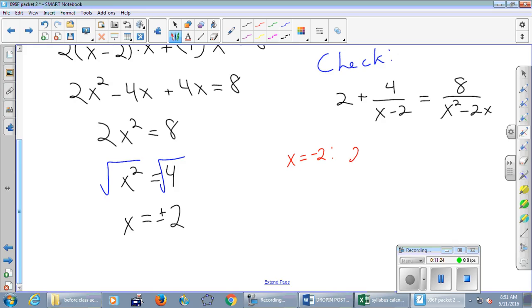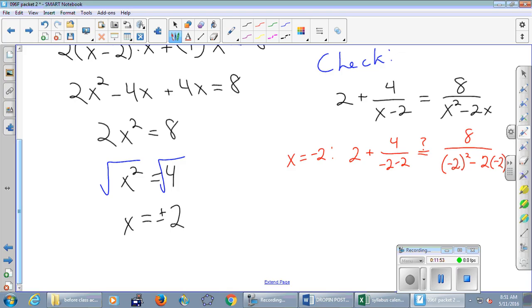So what do we get here? 2 plus 4 over -2 minus 2, right? Just replace the x with the -2. Equals, with the question mark, I don't know yet, 8 over, now both of these x's become -2's. It's really important that we put them in parentheses. So that's the question, changing all the x's to -2's.